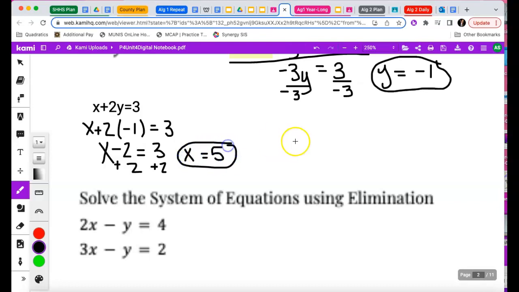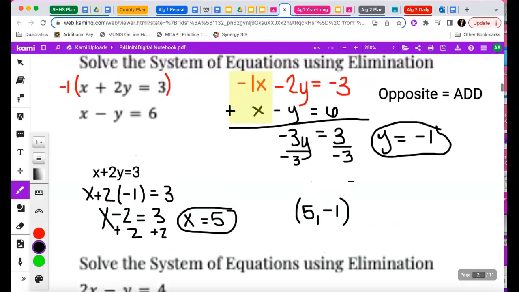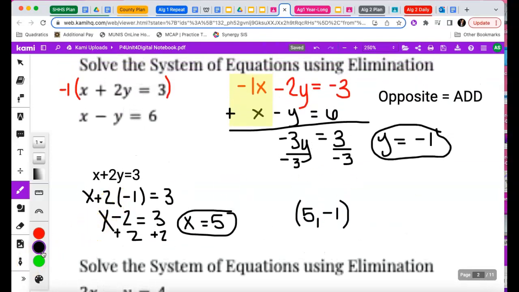We'll go ahead and circle that. And our solution is the x, which is 5, and then the y, which is negative 1. So our solution is the coordinate 5, negative 1.